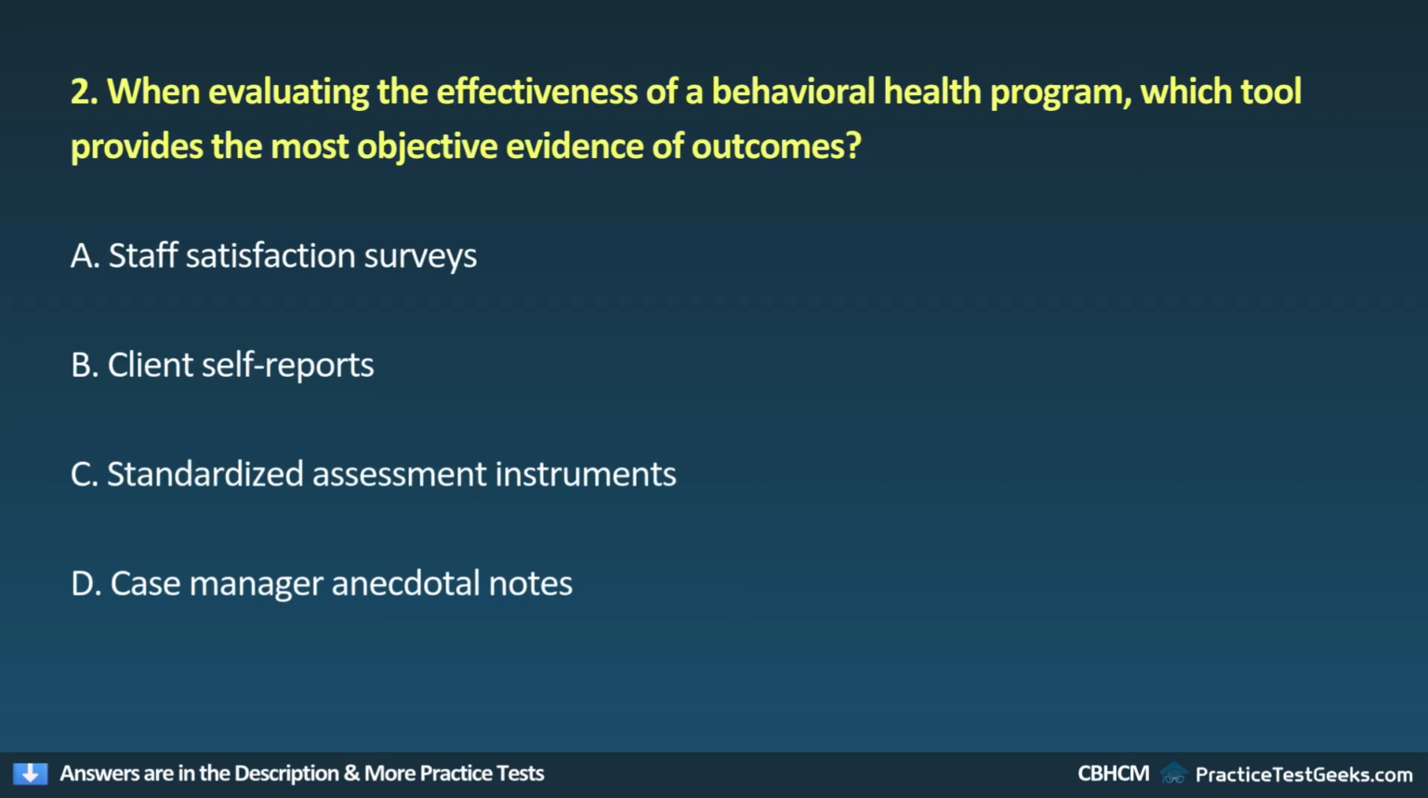2. When evaluating the effectiveness of a behavioral health program, which tool provides the most objective evidence of outcomes? A. Staff satisfaction surveys. B. Client self-reports. C. Standardized assessment instruments. D. Case manager anecdotal notes.